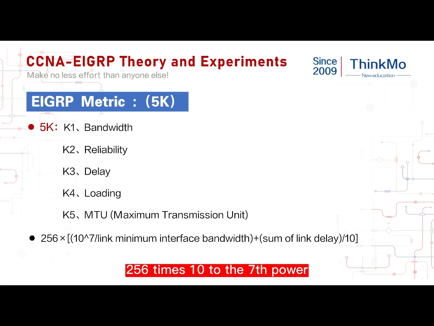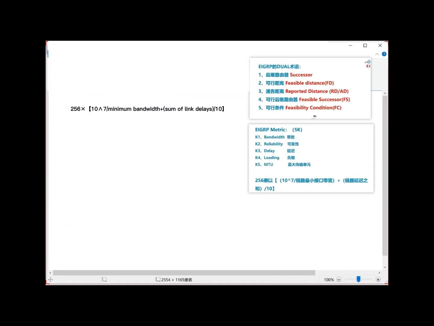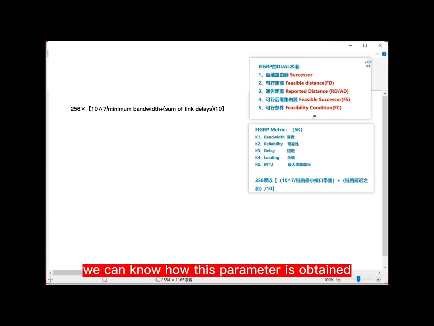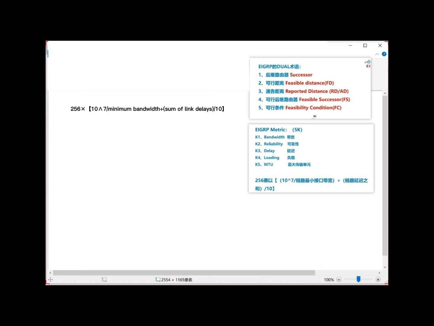256 times 10 to the 7th power, divided by the link minimum interface bandwidth, plus the sum of link delays, divided by 10. This formula is a bit more complicated. It's okay. Let's do a calculation on it later. After the calculation is completed, we can know how this parameter is obtained. Let's calculate this number, like the 435,200 we just saw.